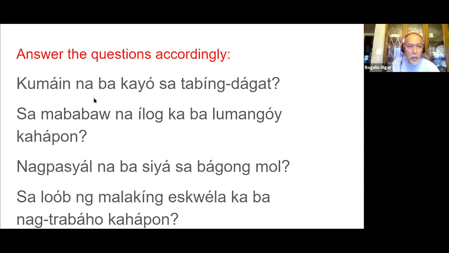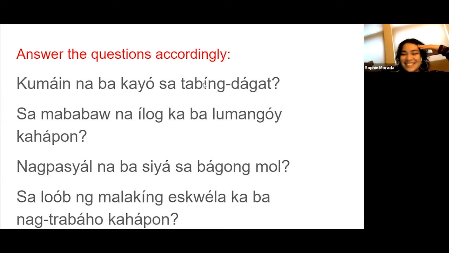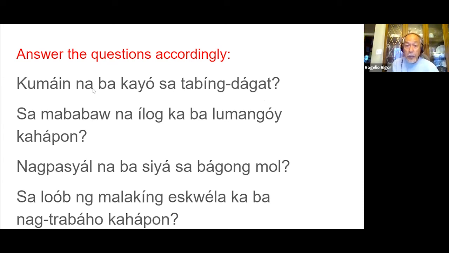Okay. So right now, can you answer this question? Kumain na ba kayo sa tabing dagat? What is it asking? Tabing dagat means side of the beach or side of the ocean, which is actually another word for beach. So, did you eat at the beach? Kumain, did you eat? Na, already. The na is important because it says kumain na ba kayo. Otherwise, kumain ba kayo? Did you eat at the beach? But with the na, it says, did you eat at the beach already?